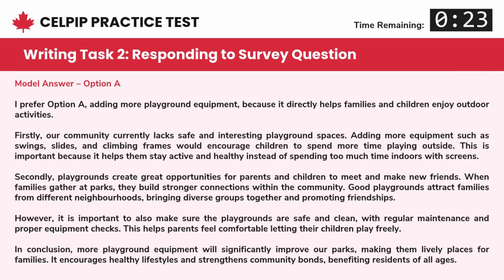A practical tip for beginners is to clearly state your choice in the first sentence. Then, explain each reason in separate paragraphs. This method helps keep your response organized and easy for readers to understand. Using simple linking words like firstly or also can make your writing clearer and more structured.